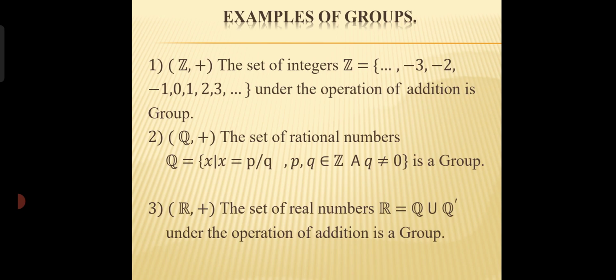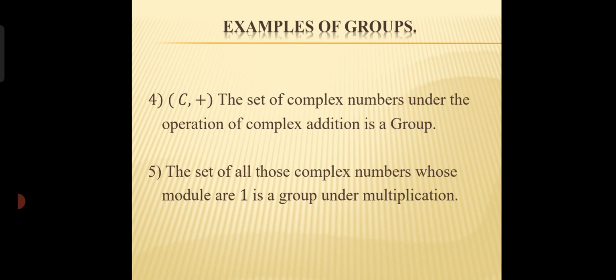The set of real numbers, that is Q union Q prime, under the operation of addition is a group. Next we move toward example number 4, C plus. The set of complex numbers under the operation of complex addition is a group. The set of all those complex numbers whose modulus is 1 is a group under multiplication.